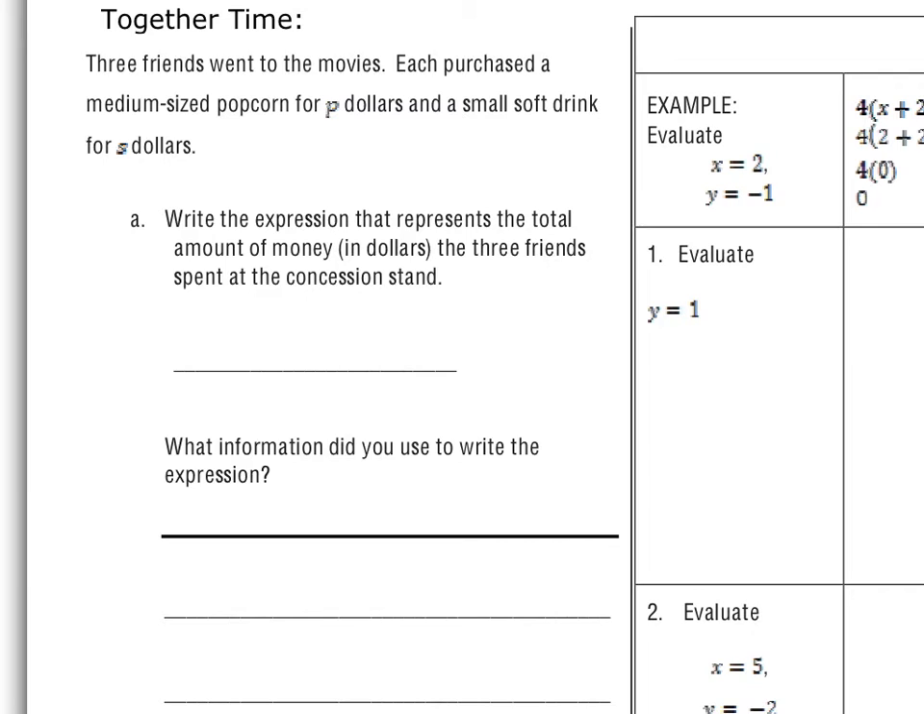Three friends went to the movies, each purchased a medium-sized popcorn that cost P dollars, so P dollars for the popcorn, and a small soft drink, S dollars for the soda. Write an expression that represents the total amount of money in dollars that the three friends spent in the concession stand. Go ahead and do that now, and then I want to check in with you about what answer you may have chosen.